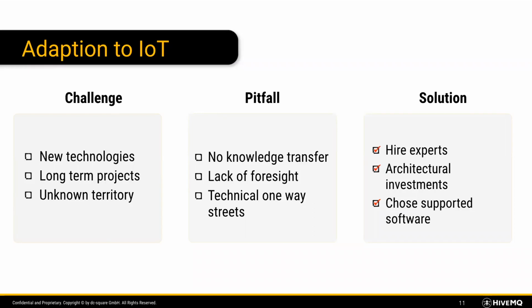And technical one-way streets. What I mean by that is technical solutions are pursued that then in the long term turn out to be wrong, and you can't go back. So it's a one-way street. How do you combat these pitfalls and challenges?